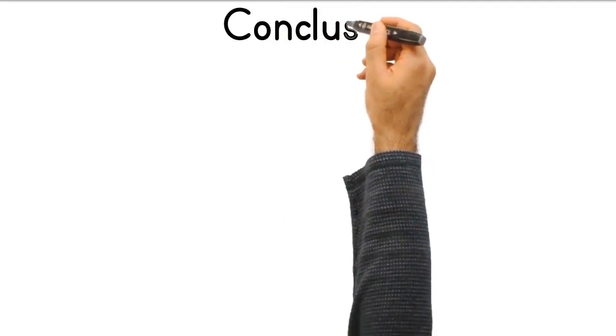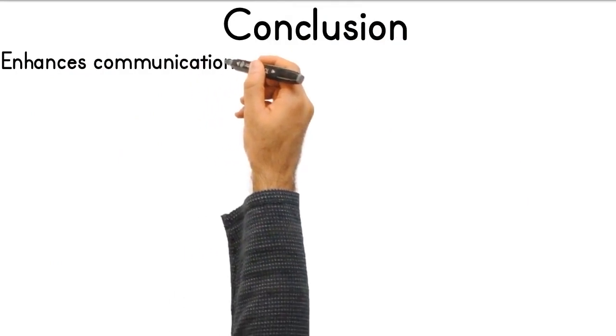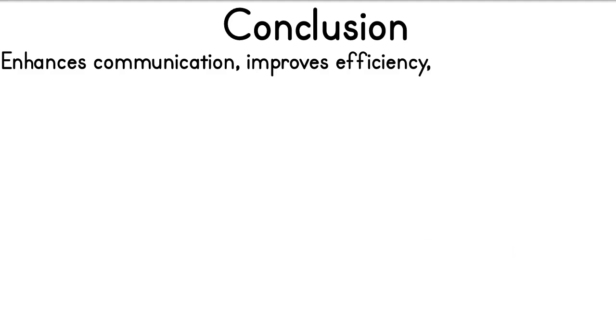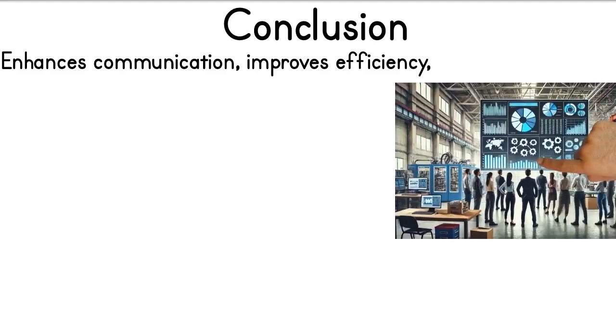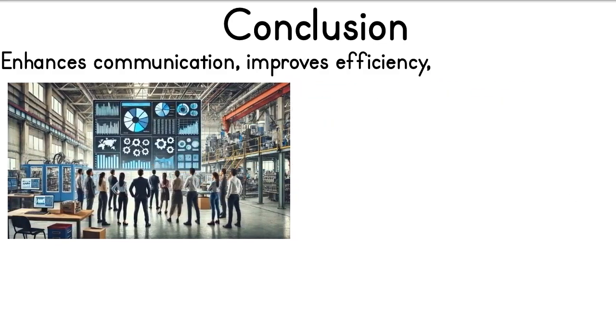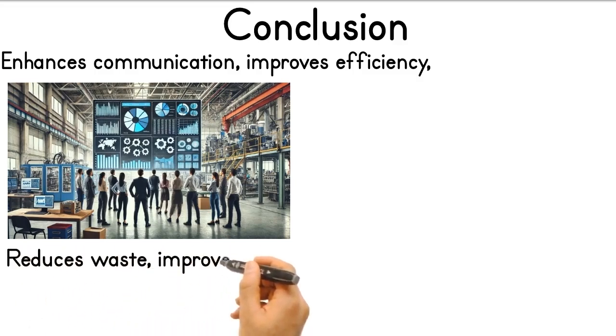In conclusion, a visual factory is a powerful tool that enhances communication, improves efficiency, reduces waste, and fosters a safer and more productive work environment. By incorporating visual tools like displays, color coding, Kanban systems, and standardized work instructions, manufacturers can improve decision-making and help employees stay focused on key tasks and goals.